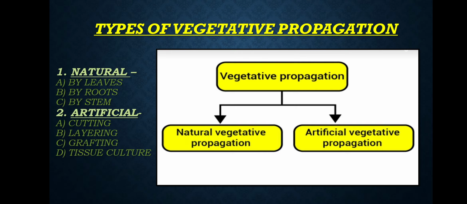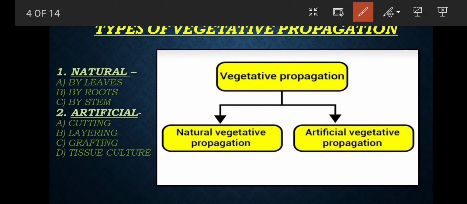The types of vegetative propagation. Vegetative propagation is mainly of two types: natural vegetative propagation and artificial vegetative propagation. In natural vegetative propagation, the natural development of a new individual plant takes place without any human intervention, and in artificial vegetative propagation, new plants develop artificially by means of human intervention.